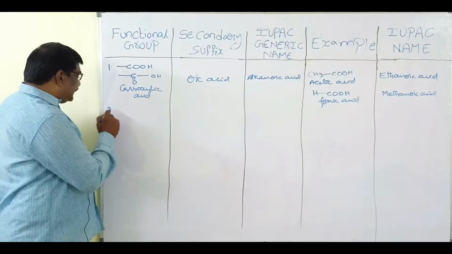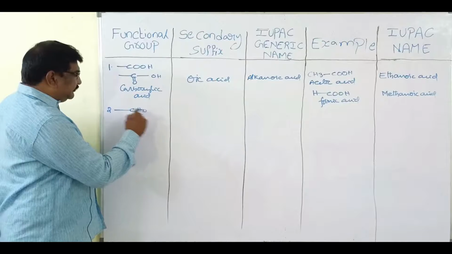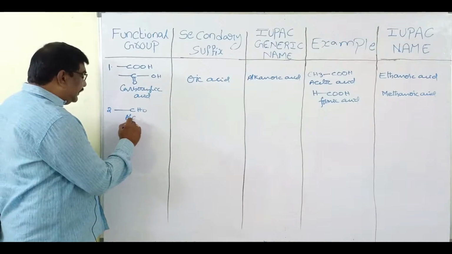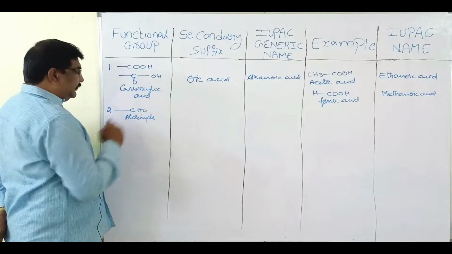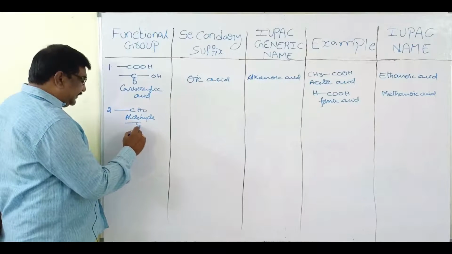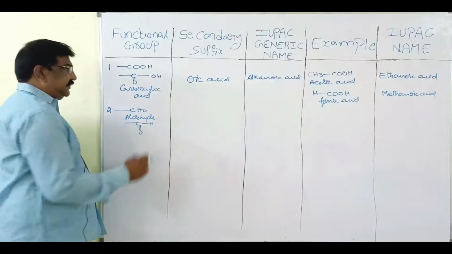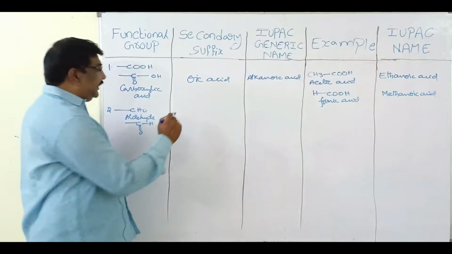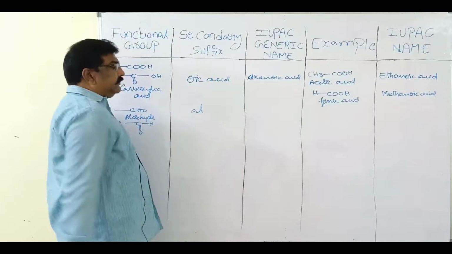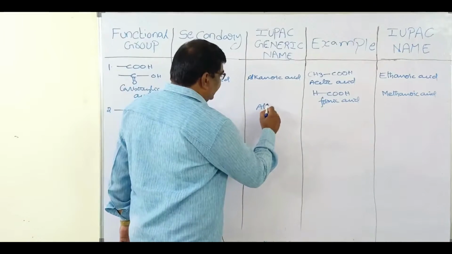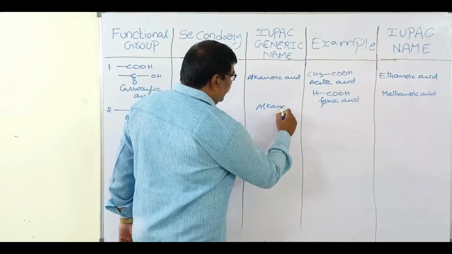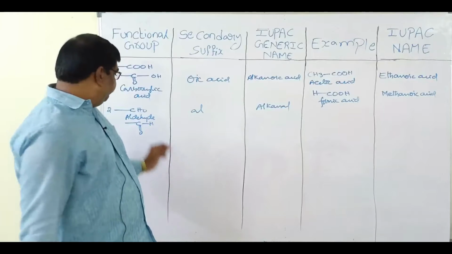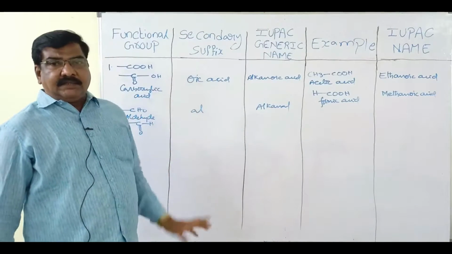And the second priority is given to CHO. It is called aldehyde. It is also represented like this, C double bond O H. The secondary suffix given to aldehyde is al. And this al is written along with the alkane: in place of E, al is written, alkanal. Aldehydes are known as alkanals.